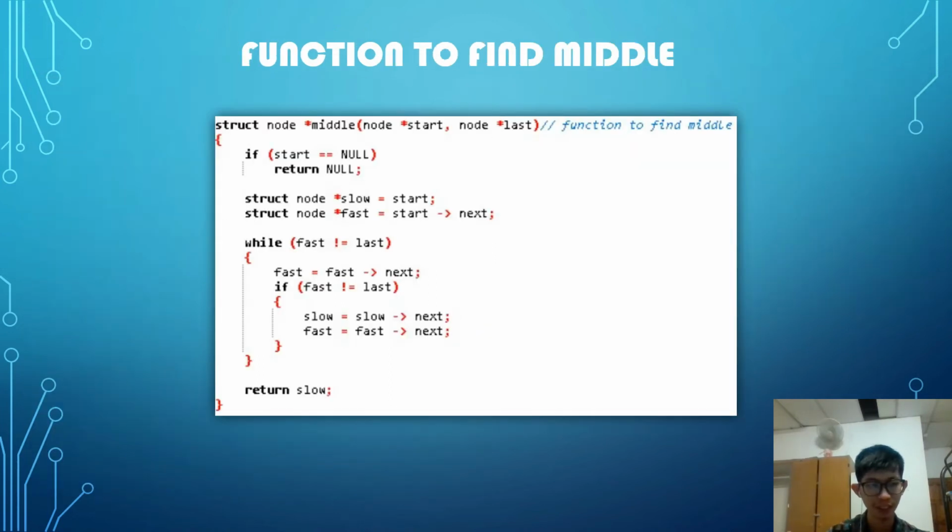Next, we have the function middle. If start is equal to null, null is returned. Then both slow and fast are declared. While fast is not equal to last, fast is assigned to fast next. If fast is not equal to last, slow points to slow next, and fast to fast next. And finally, slow is returned.